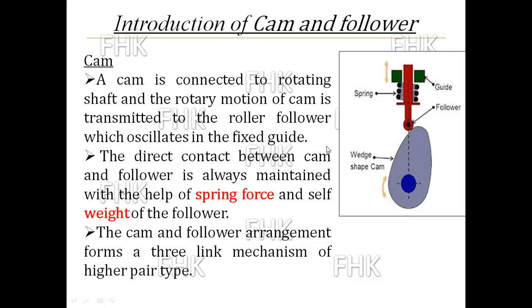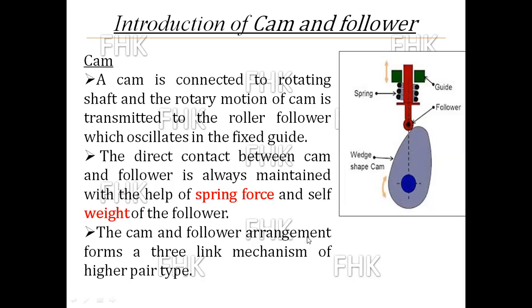The direct contact between cam and follower is always maintained with the help of the spring force and self-weight of the follower. This spring is also called a retaining spring, as the spring is a close coil helical spring and applies the force in the downward direction. So it is a requirement for transmitting the motion that follower and cam should always be in contact with each other. This function is achieved by this retaining spring.